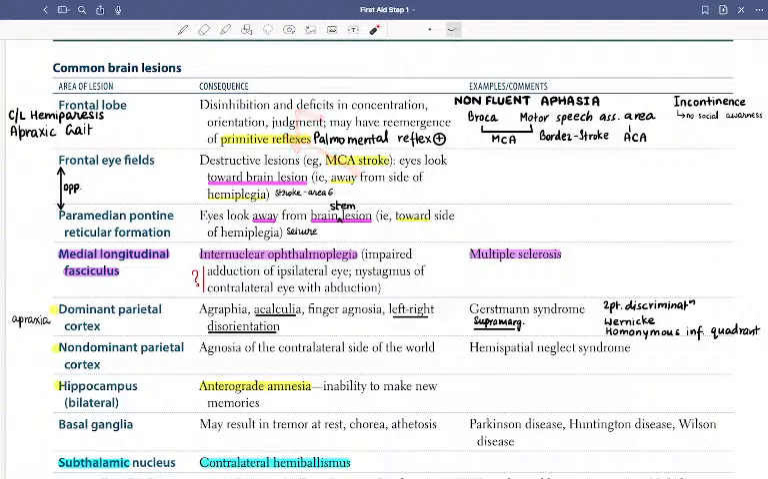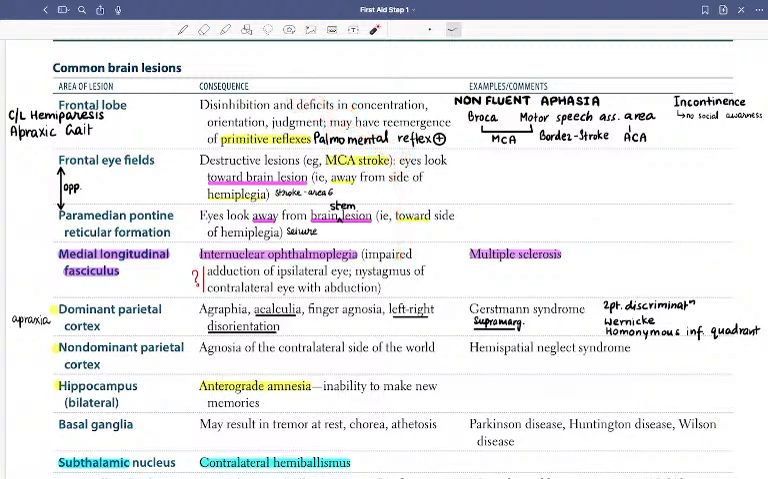See, this will be the hemiplegia, suppose. Obviously the lesion is on the contralateral side here. So frontal eye field is looking towards the lesion, so that is away from this side. All right, so that is it.